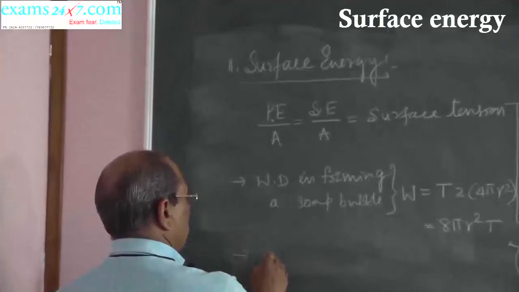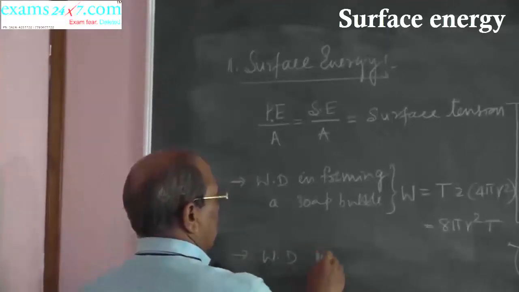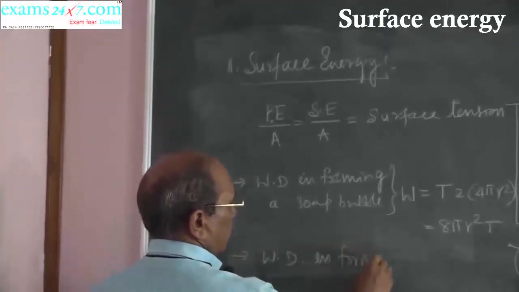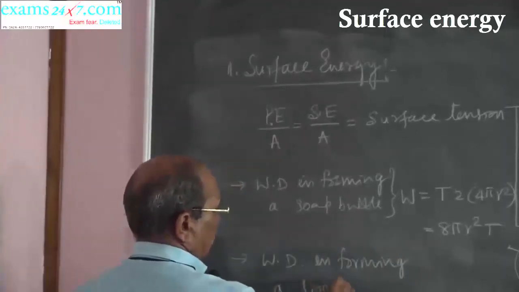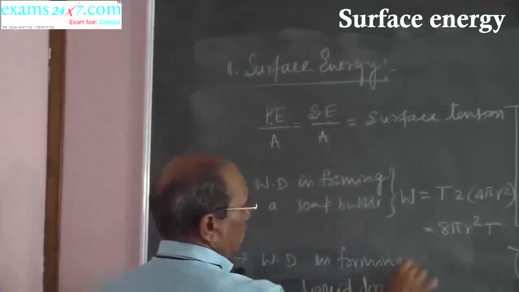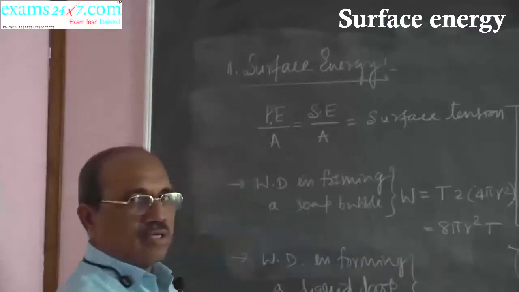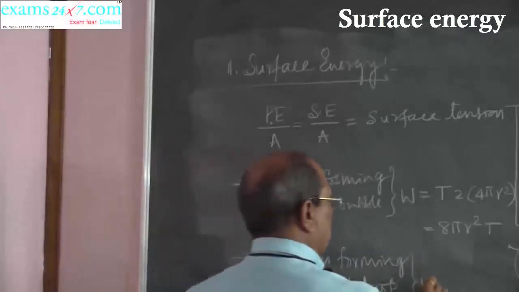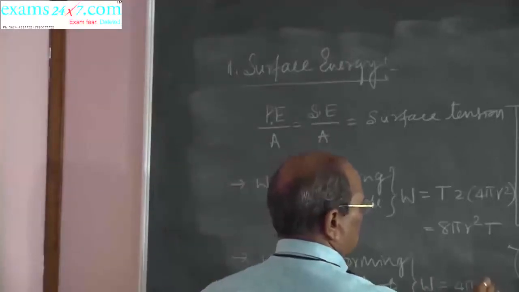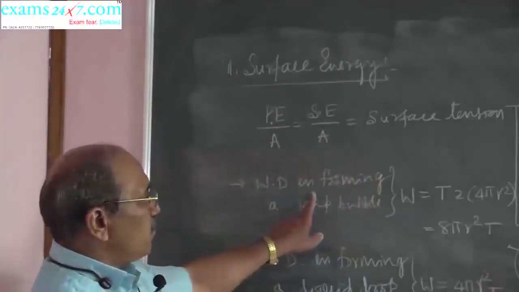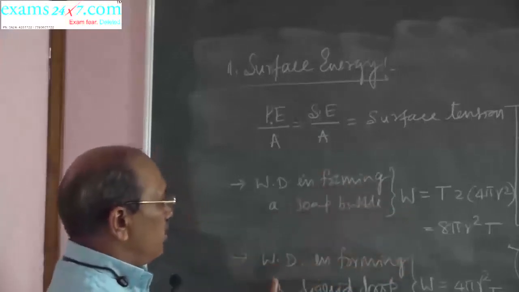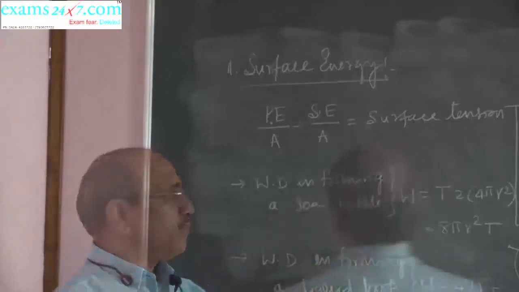Similarly, if you want to know the work done in forming a liquid drop, then it has only one surface area free with respect to air, and therefore I can write it is equal to 4 pi r square T. Work done in forming a soap bubble and work done in forming a liquid drop.